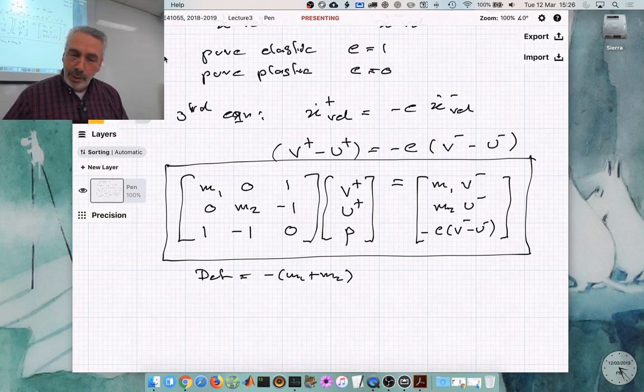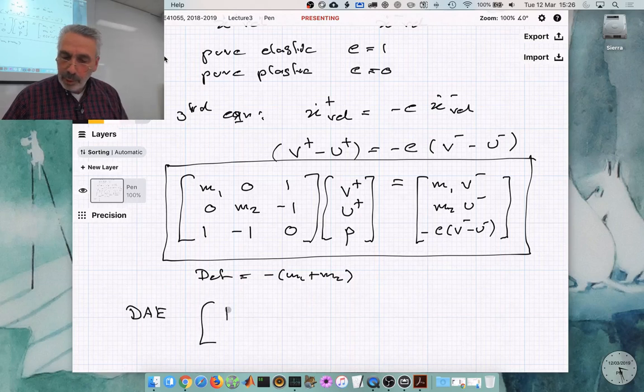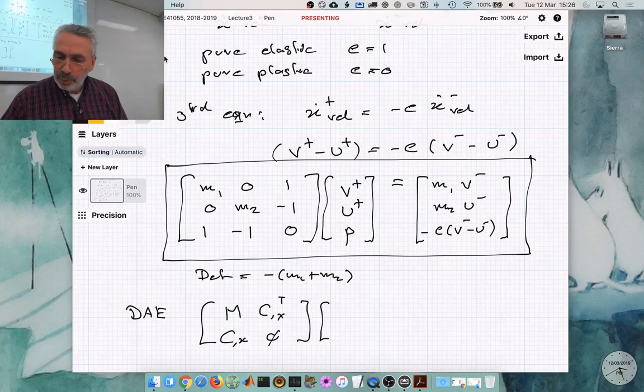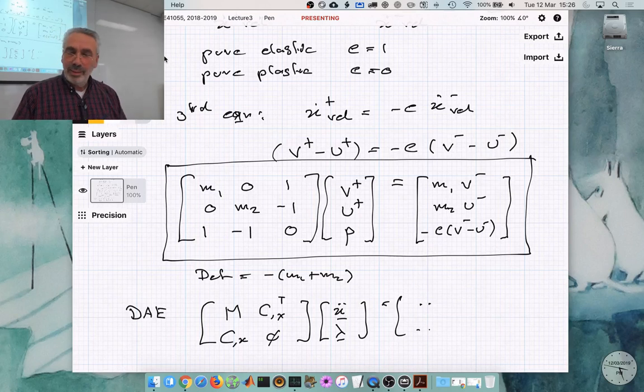Remember how our DAE was looking? Mass matrix, Jacobian of constraints, transposed, zeros, and what did we have here? Accelerations, Lagrangian multipliers, and all right-hand side stuff. And isn't that beautiful? It's exactly the same.